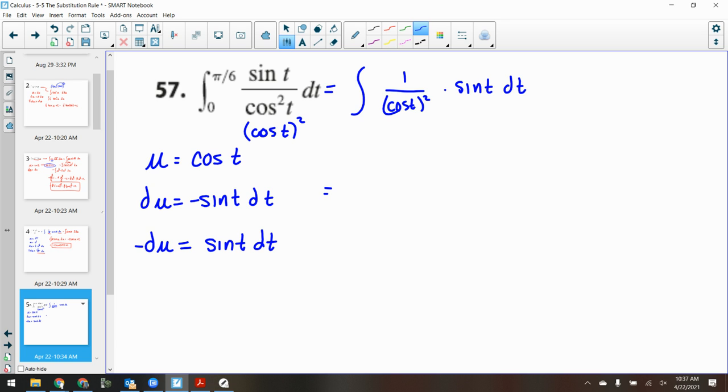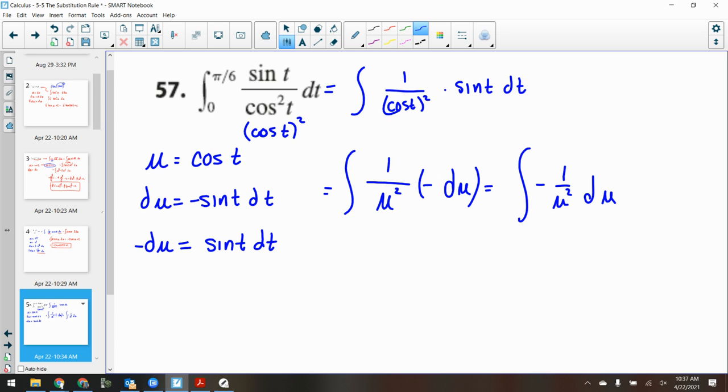So this is 1 over u squared, because u is cosine, times, now sine t dt is negative du. That's not a minus, that's times the negative du. Or in other words, negative 1 over u squared du. Now it looks like I've performed my u substitution successfully.